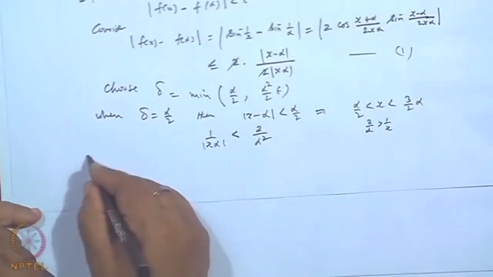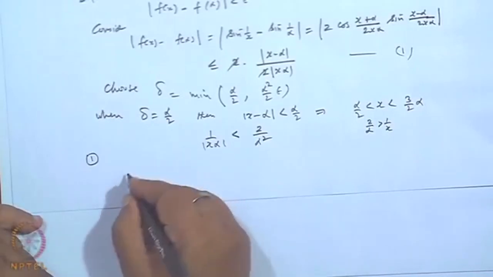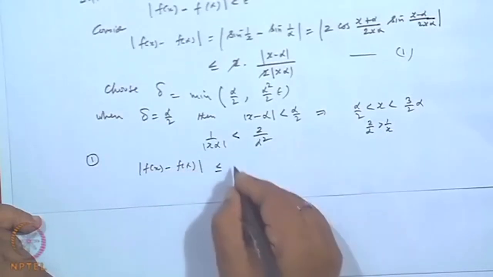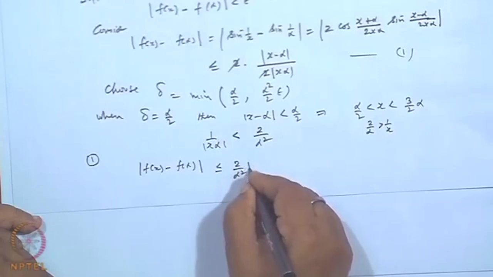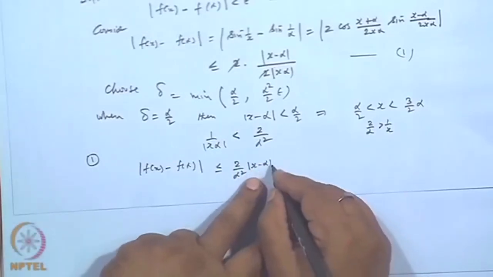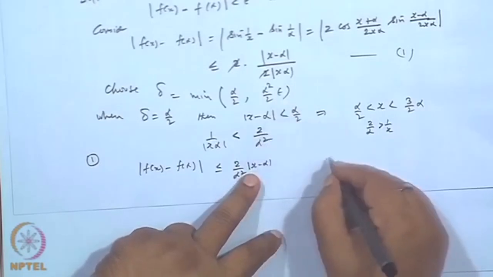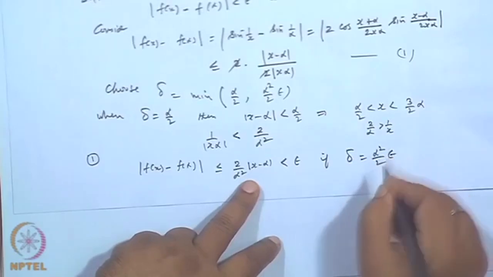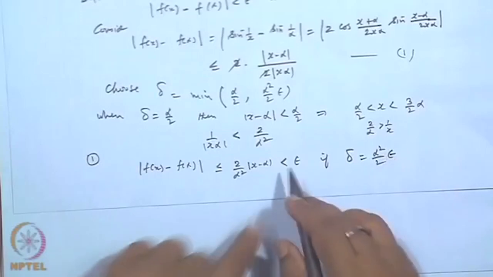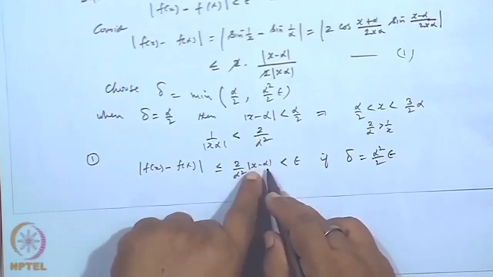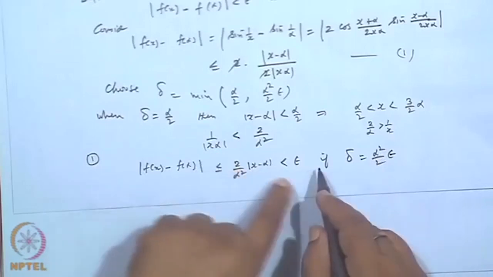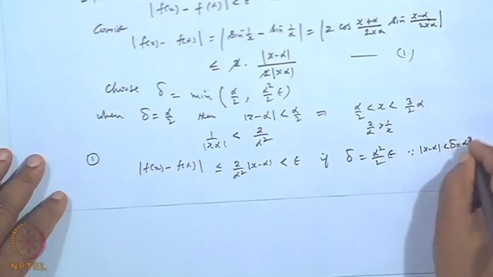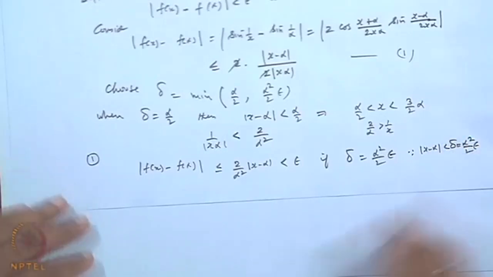So, from 1, mod of fx minus f alpha is less than or equal to 2 by alpha square mod x minus alpha. But mod x minus alpha I am choosing to be delta, is it not? So, if delta is equal to alpha square by 2 into epsilon, then as soon as delta is this, this is less than epsilon. So, replace this by this. Alpha square by 2 gets cancelled, and this is less than epsilon, because mod x minus alpha is delta and delta is alpha square by 2 epsilon.